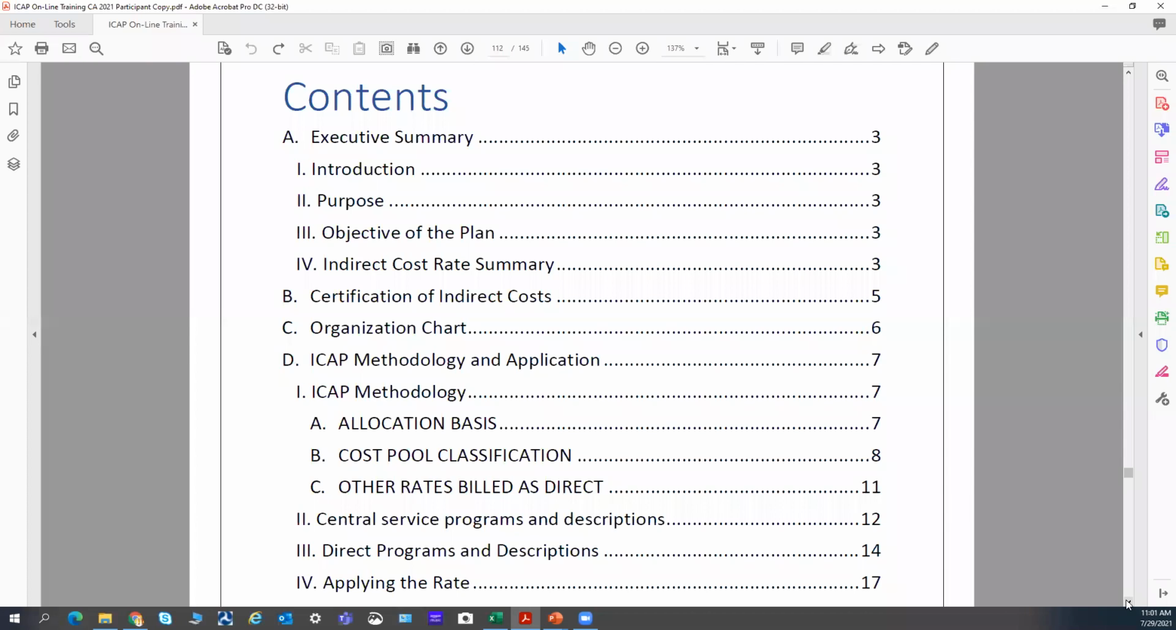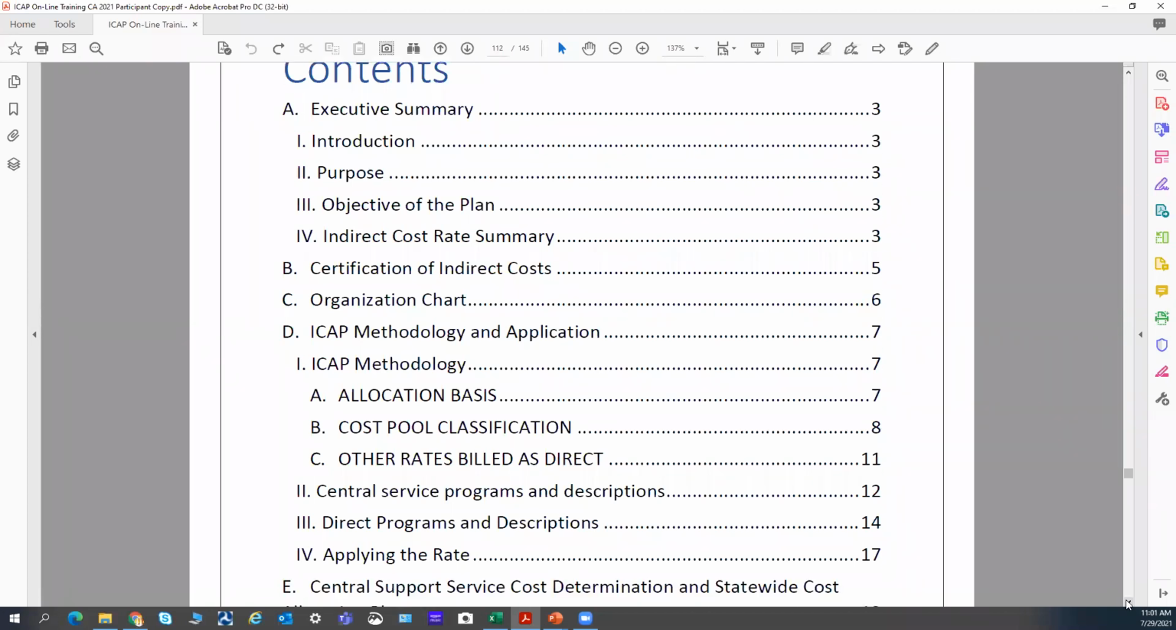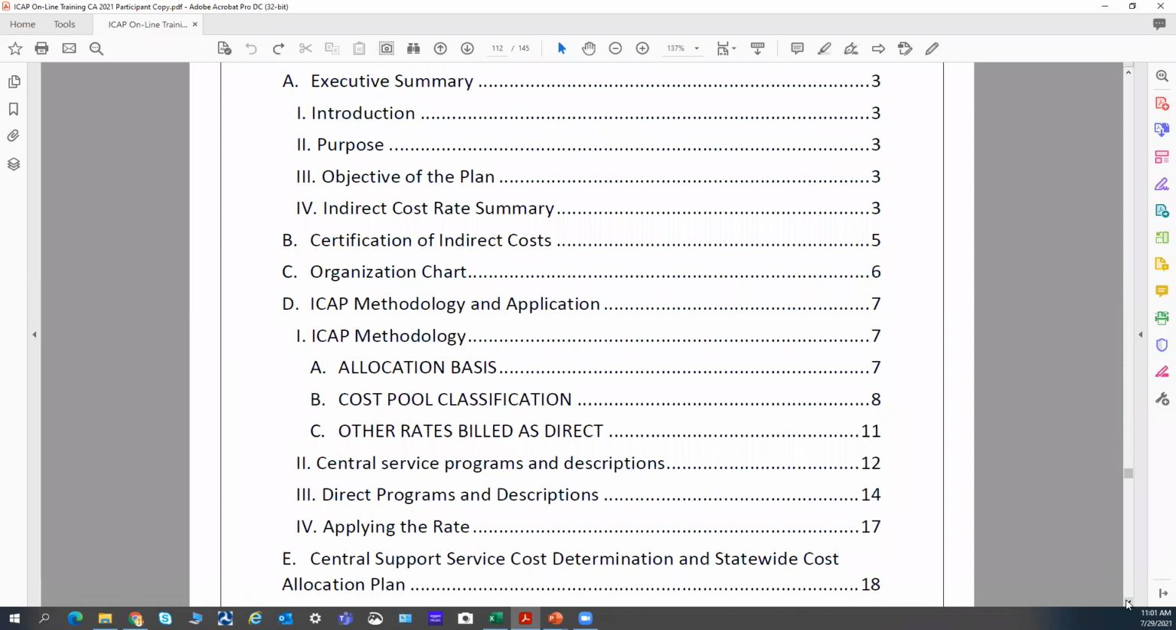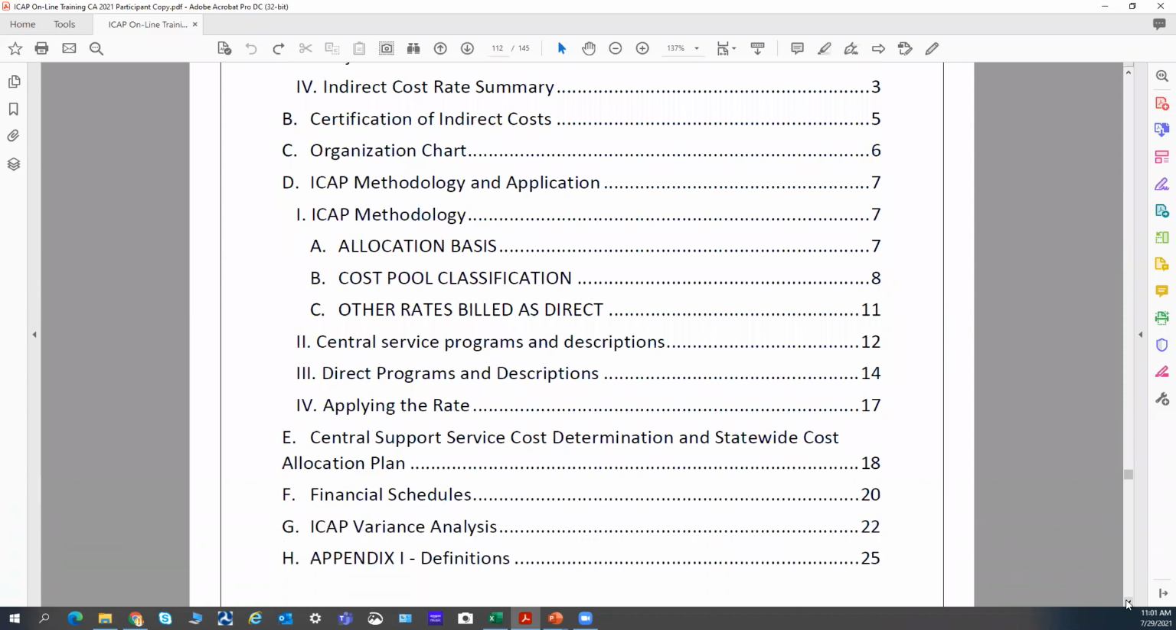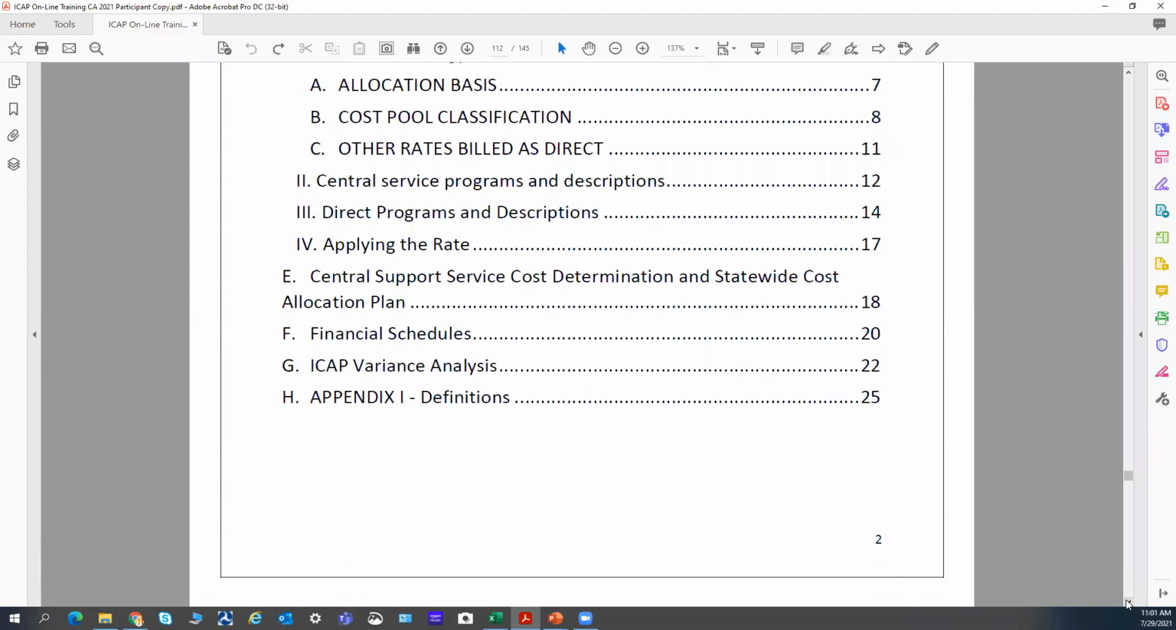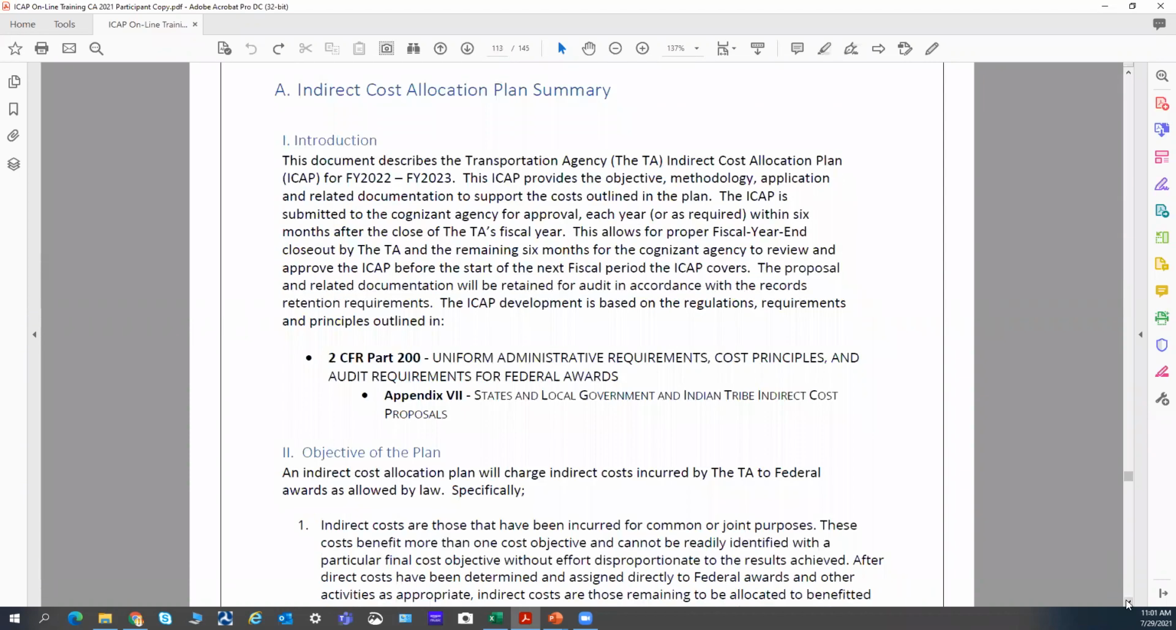So this is your contents, and you can see a lot of the stuff that we've been talking about that came right out of Appendix 7 yesterday, all the various things that are included in the package. And like I say, this isn't perfect, but it's pretty good there. So the introduction, this is something that will tell you a lot about the agency.